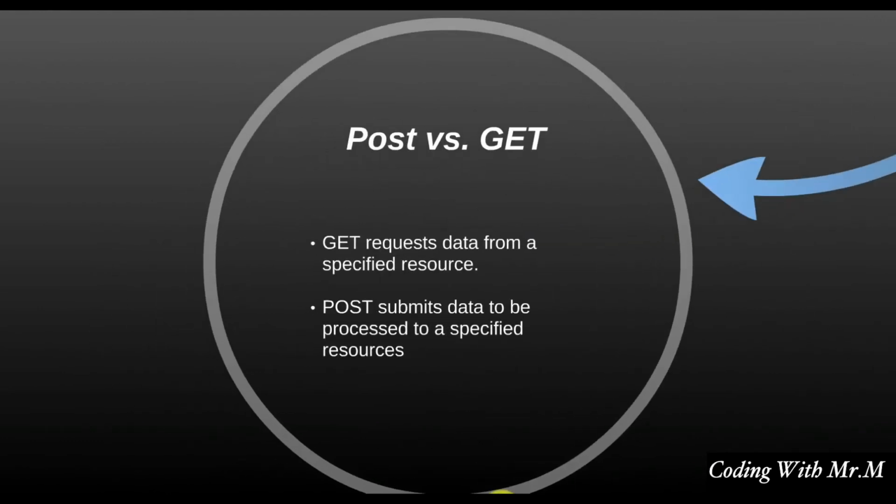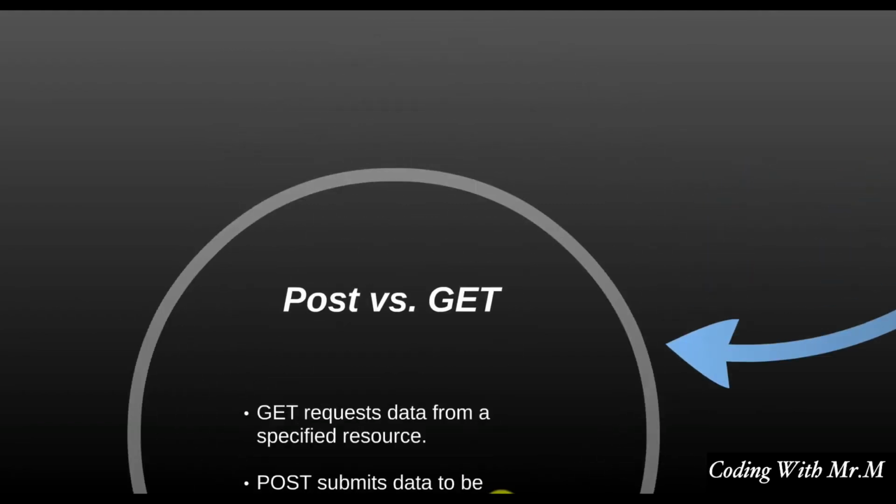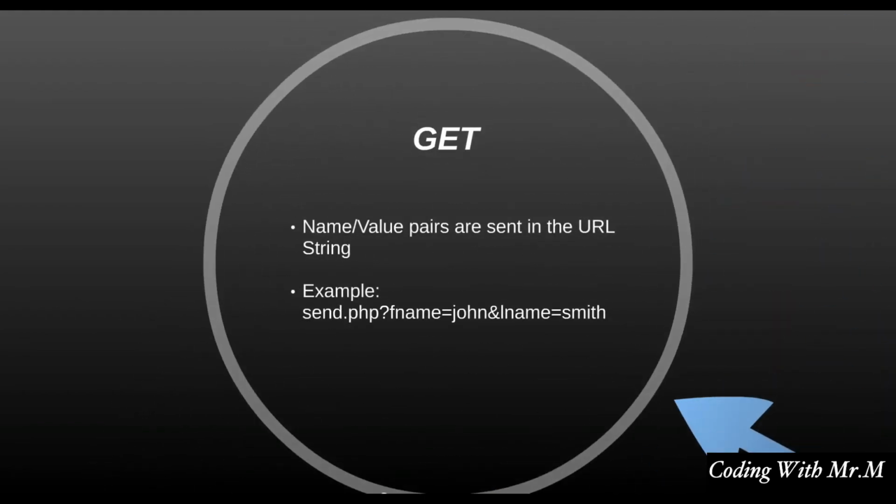The get method requests data from a specified resource. The post method submits data to be processed to a specified resource. When using the get method, the name and value pairs from the form fields are sent in the URL string, as shown in this example. Here, we can see the values contained in the fname and lname field are attached to the end of the file name of our form action, send.php.